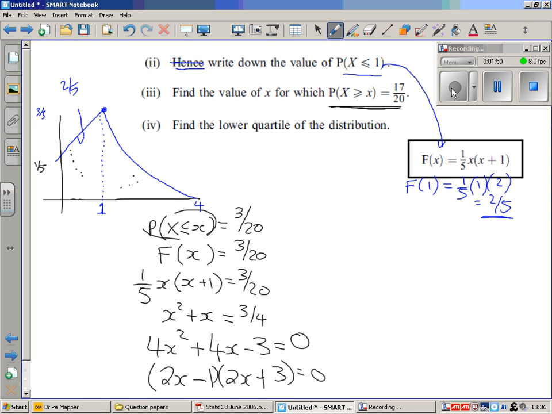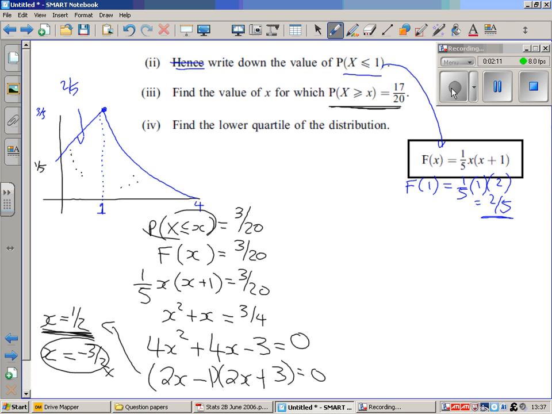So there's two possible answers. Answer number 1 is when x is a half, and answer number 2 is when x is minus 3/2. Now clearly this one doesn't work because it's not in the range. So the value we wanted was x equals a half.